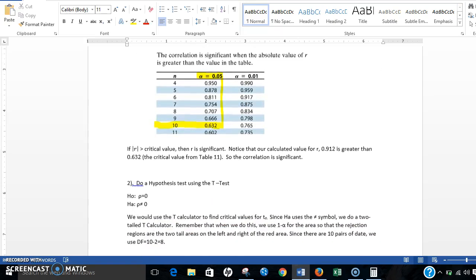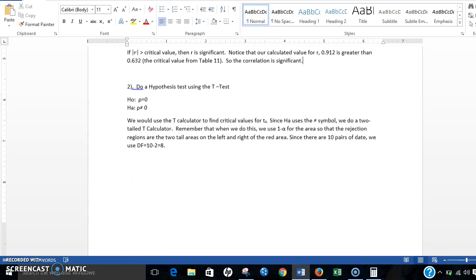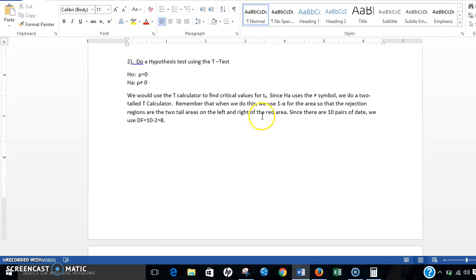Another way to do it is to do a t-test. So if we do hypothesis testing using the t-test, typically the null hypothesis is that rho is 0, which means there is absolutely no correlation at all. And H sub A says it's not 0, which means there is a correlation. It could be positive, it could be negative, but it's certainly not 0.